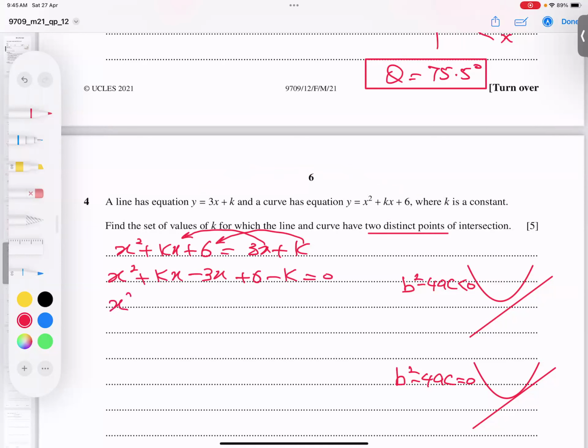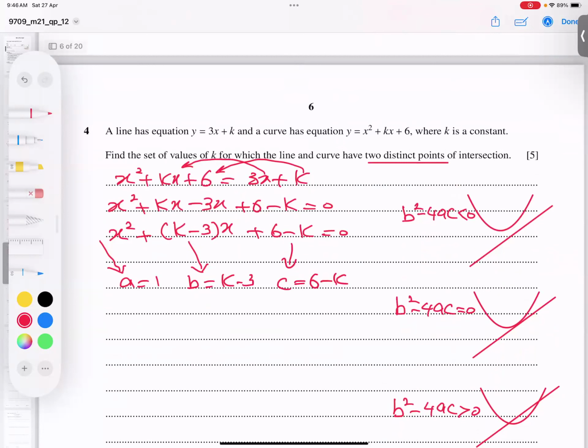This x squared alone, and from here, taking x common, I get k minus 3. No need to take common; leave this as it is, whole as it is. What is the value of a? a value is 1. What is the value of b? b value is k minus 3. Please don't take x. Some students have a habit of taking x.